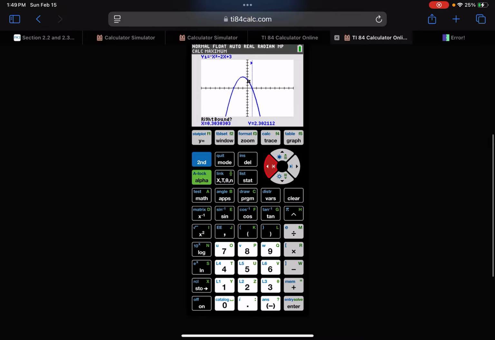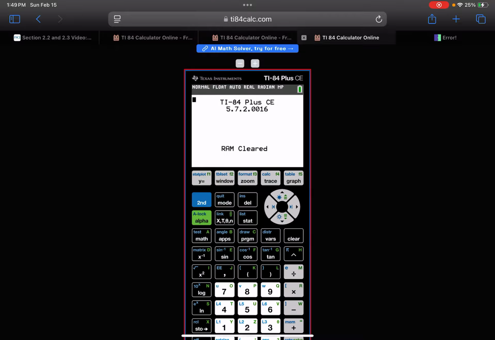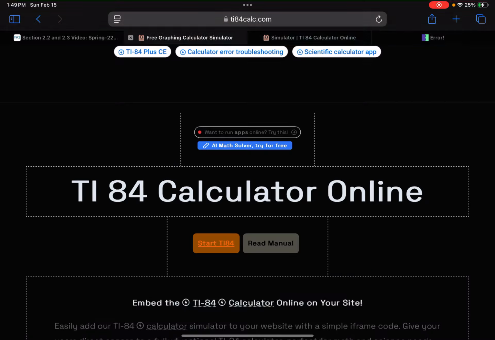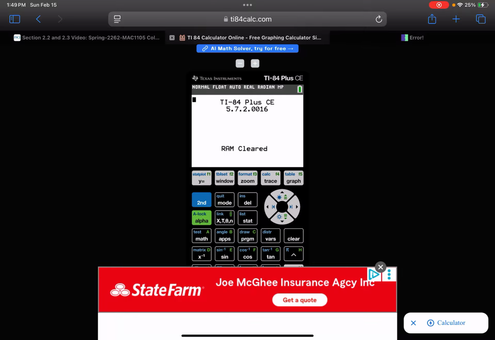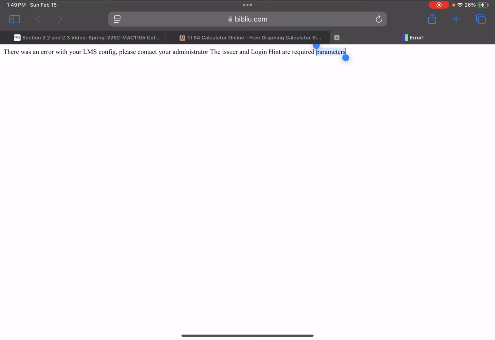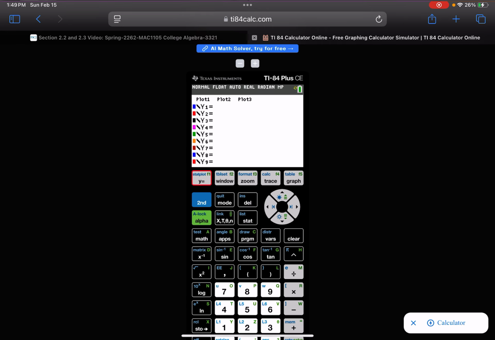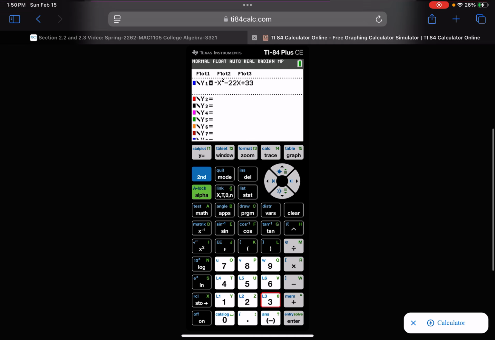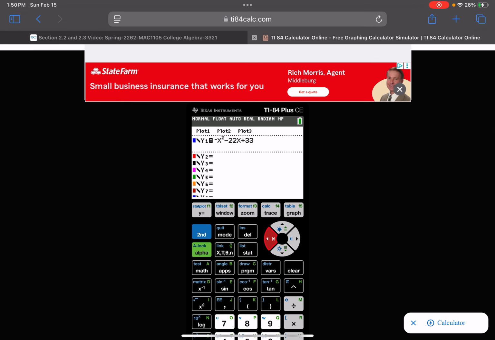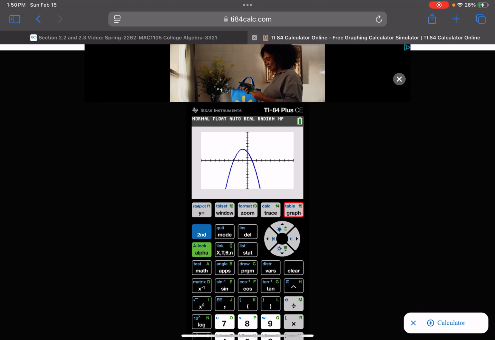Hit enter and then it wants a... sorry, I don't know what's going on. Let me close some tabs. Maybe I have too many of these open. And I guess I closed the wrong one. So let me enter this in real quick.